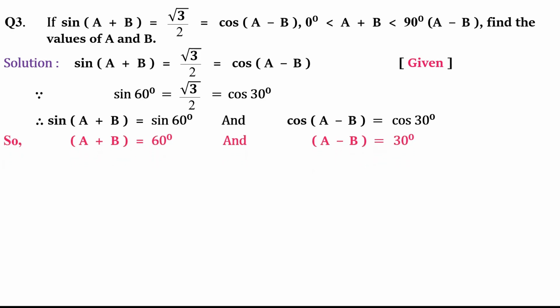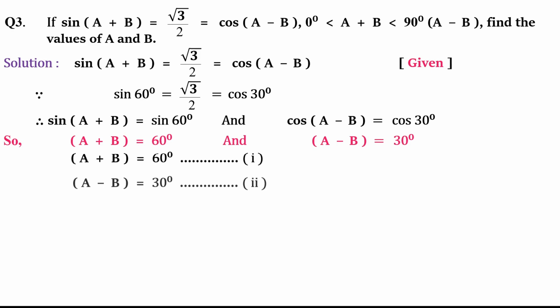So let's write them in equation form. A plus b is equal to 60 and a minus b is equal to 30. So here we have the two equations. We have marked them as 1 and 2. Now the question was to find the value of a and b. So what are we going to do? We are going to add these two equations. Why? If I add left-hand side with left-hand side and right-hand side with right-hand side, plus b minus b will get cancelled.